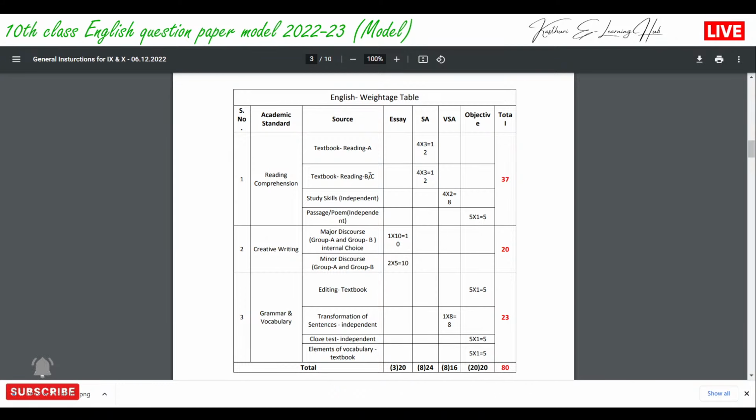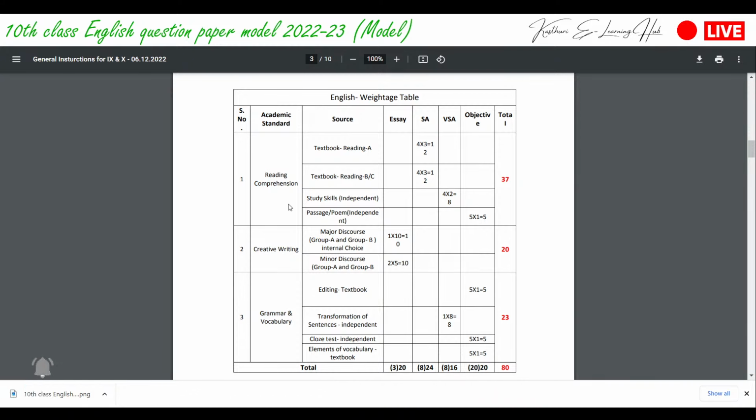And look, both have been given equal weightage. Reading A as well as B as well as C, all of these are given equal weightage, 12 marks. So we need to be thorough with the textbook, right? And now the new thing that is introduced is the study skills. Study skills we all had in our textual exercises, like oral activity, project work, study skills, writing skills. So we had the study skills right from our 6th standard, if you remember.